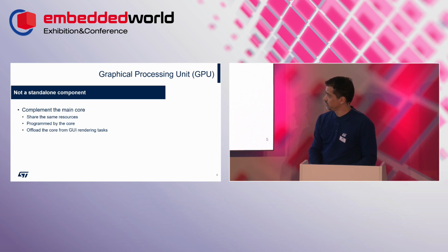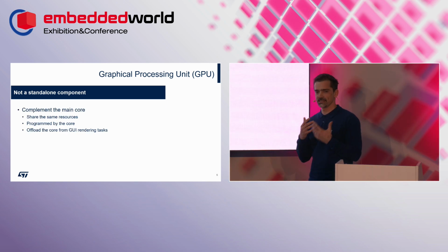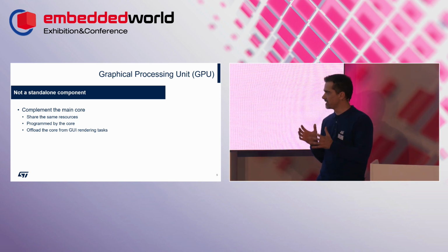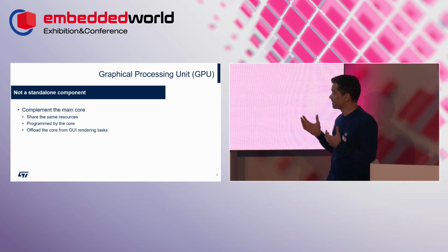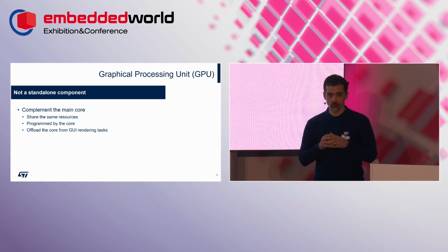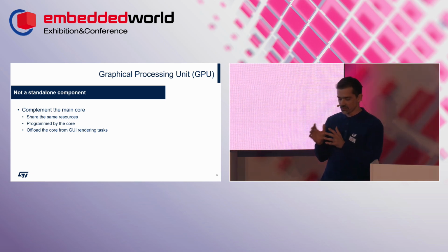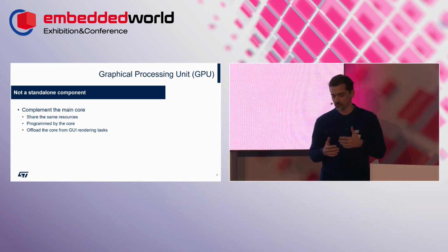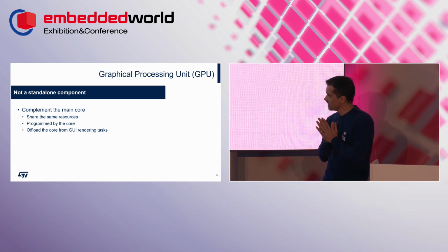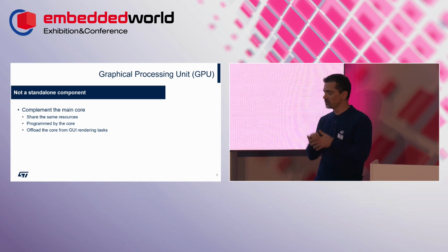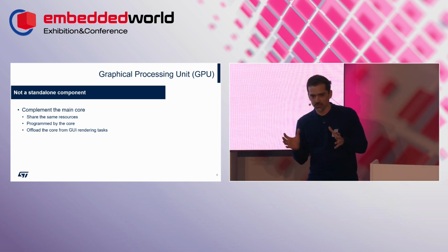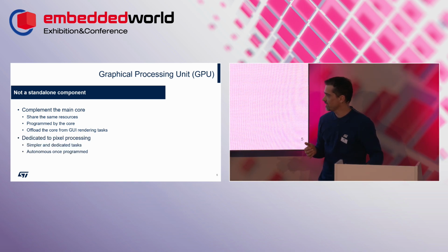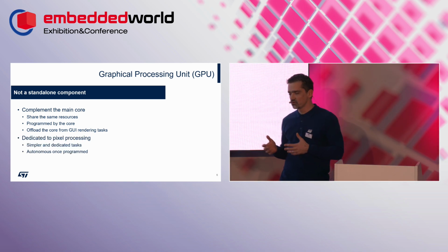And yes, it's here to assist the main core, but on dedicated tasks. And this dedicated task will be the graphical user interface rendering tasks. But it shares the same memory, the same resources, the same clocking as the core, and it is programmed by the core. So this is the most generic definition, I would say, of a graphical processing unit. And it is dedicated to pixel processing.